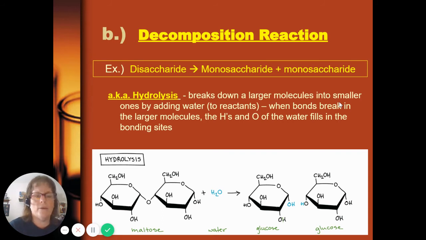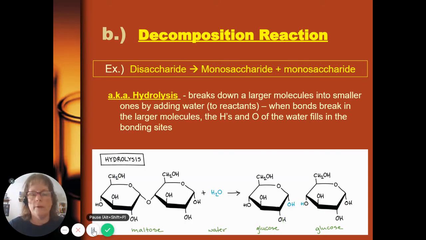Okay. You also have a decomposition reaction. That's just like it sounds, decomposing or breaking down. So this is the opposite of your synthesis reaction. You are taking the larger molecule now, the disaccharide, and it is breaking it down into the two smaller components, the two monosaccharides.